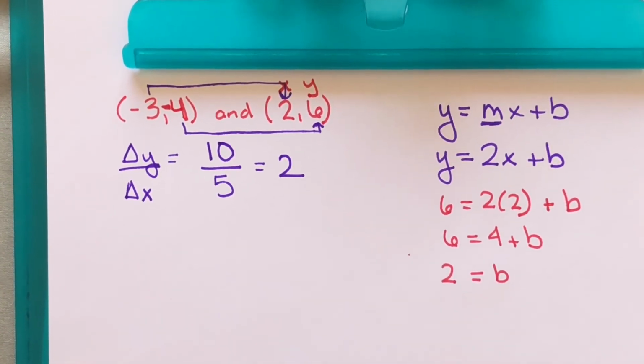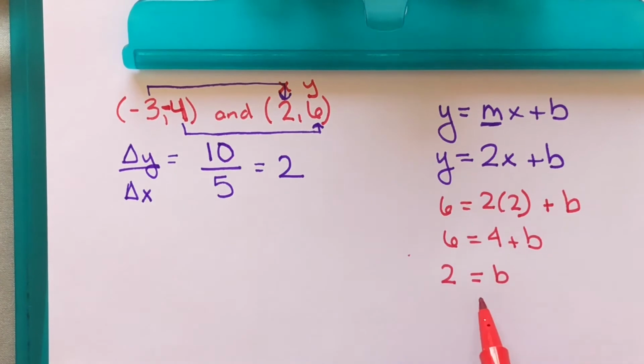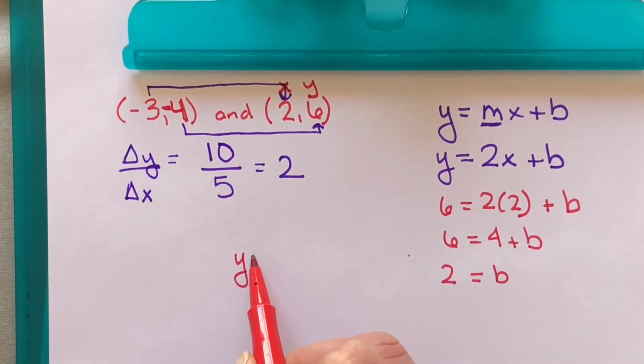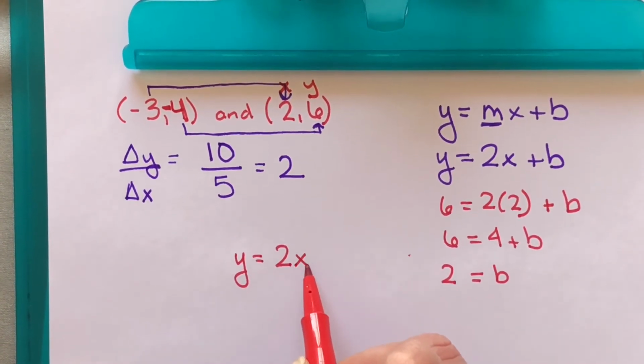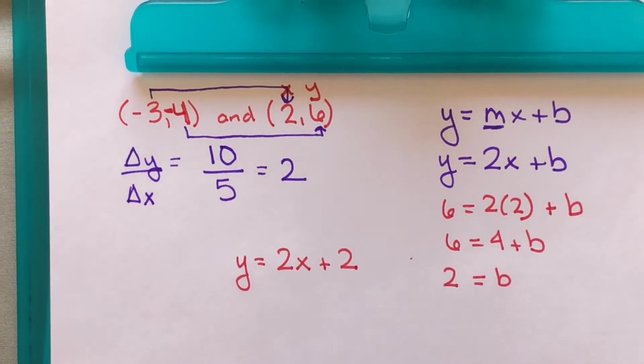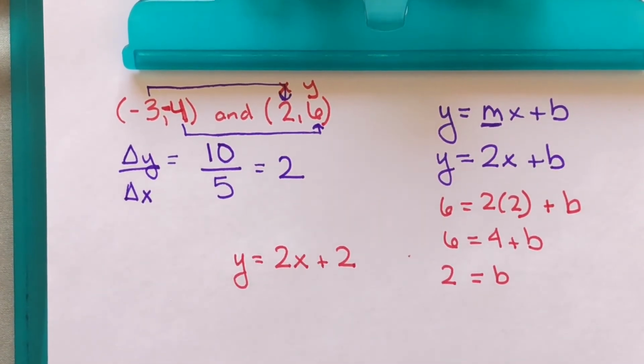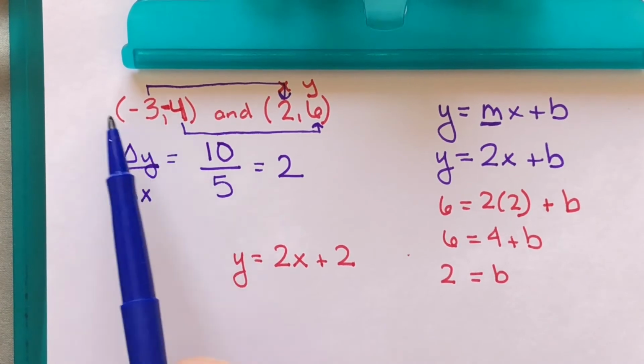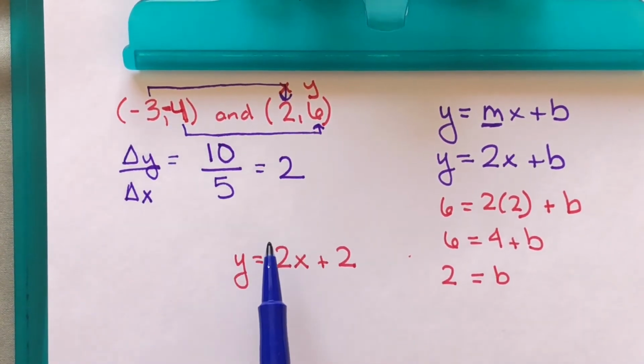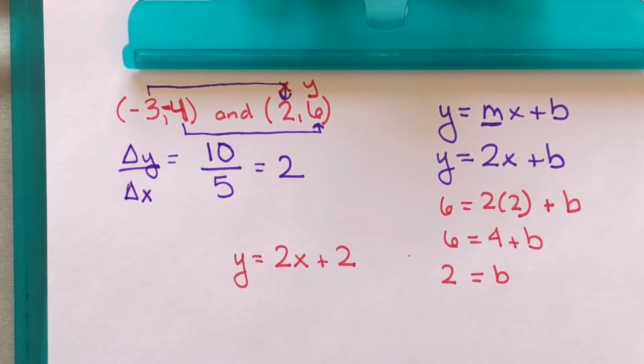So now that I've calculated that, I can plug it back into my equation, and the full equation is y equals 2x plus 2. Now again, here's a place where you can check your own work to make sure that you have written a correct equation. So now what I'm going to do is take the point I haven't used yet, plug the values in and make sure I've done it correctly.